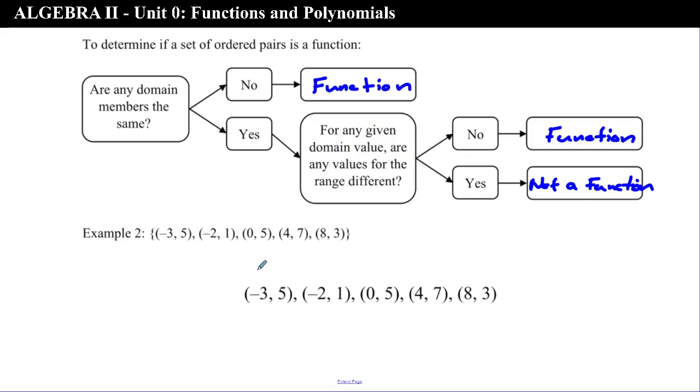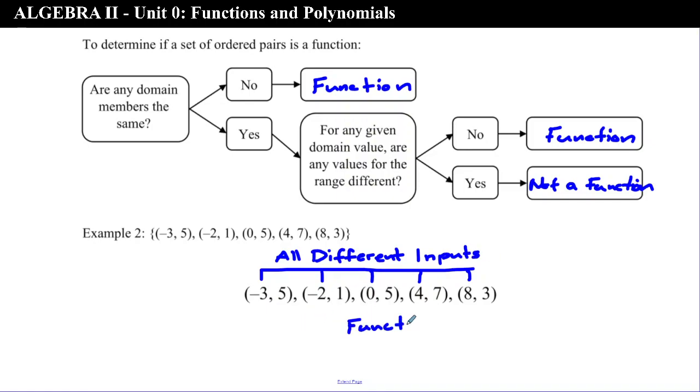Well, first let's look at all the values for the domain. Since all of these values are different all the way across, these are all different inputs or different x values, then therefore we have a function. And we can stop right there. So this was the easiest situation in which to determine if a set of ordered pairs is a function or not. If all your x's are different, you have a function. You don't even have to look at the y's.